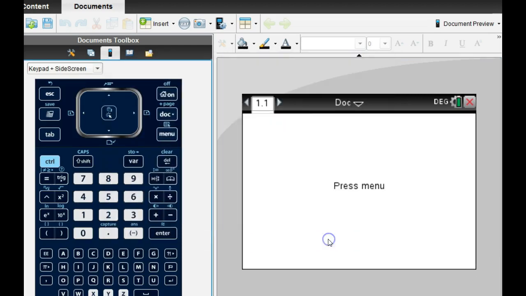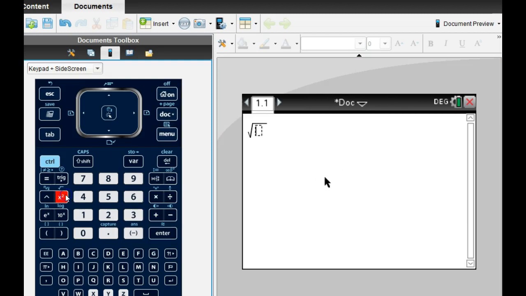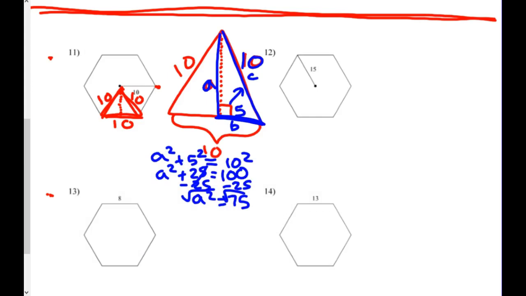We are going to do the square root of 75. Square root 75. 8.66. So, guess what? This apothem, little a, is 8.66.